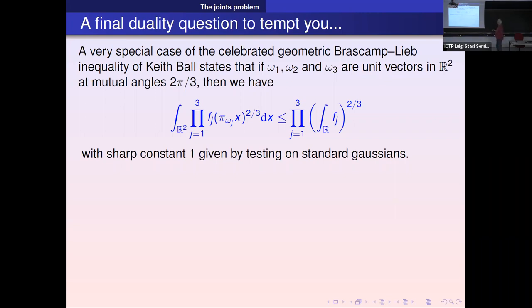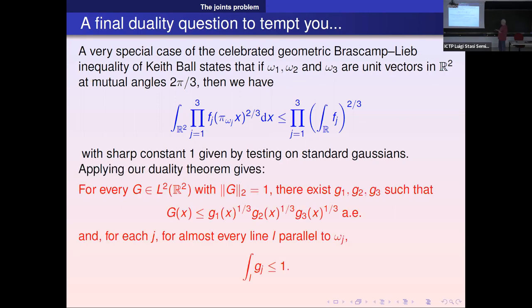Then if I take a function on the real line, fj, and I compose that with projection on the plane perpendicular to omega j. So it's like a Loomis-Whitney inequality, except that I've got three factors here in a two-dimensional situation, and the powers are different. But morally, it's like a Loomis-Whitney inequality. That's what we get. So the sharp constant in this inequality is 1, and it's obtained by testing on Gaussians.